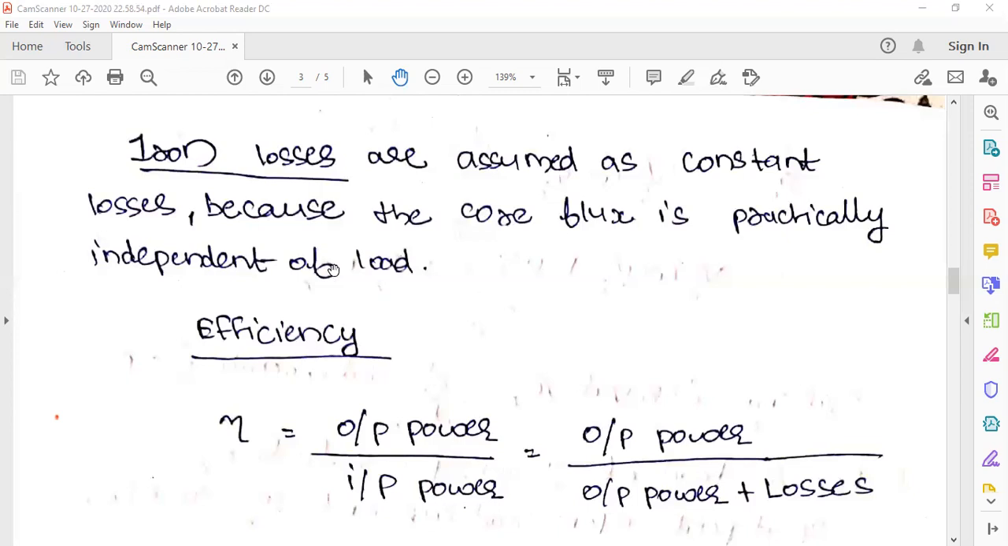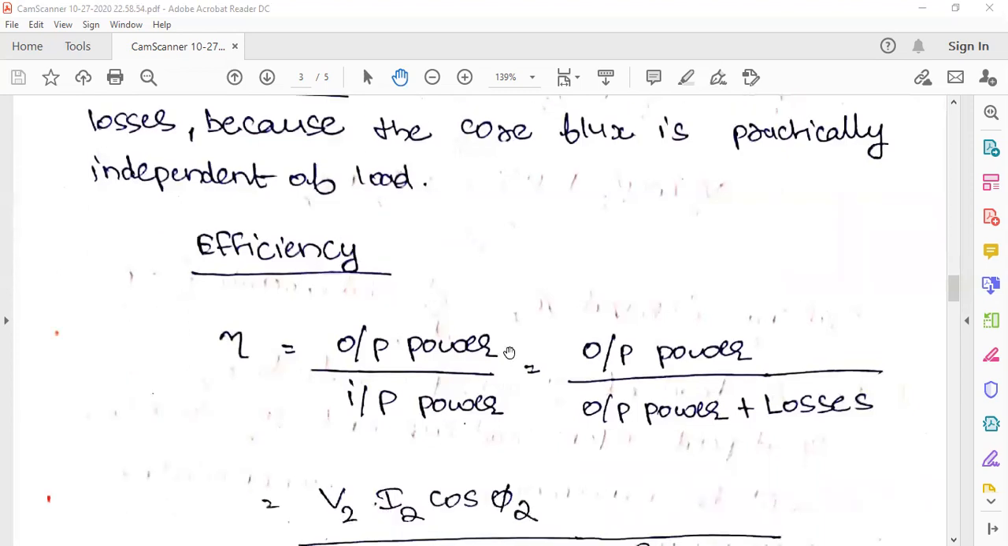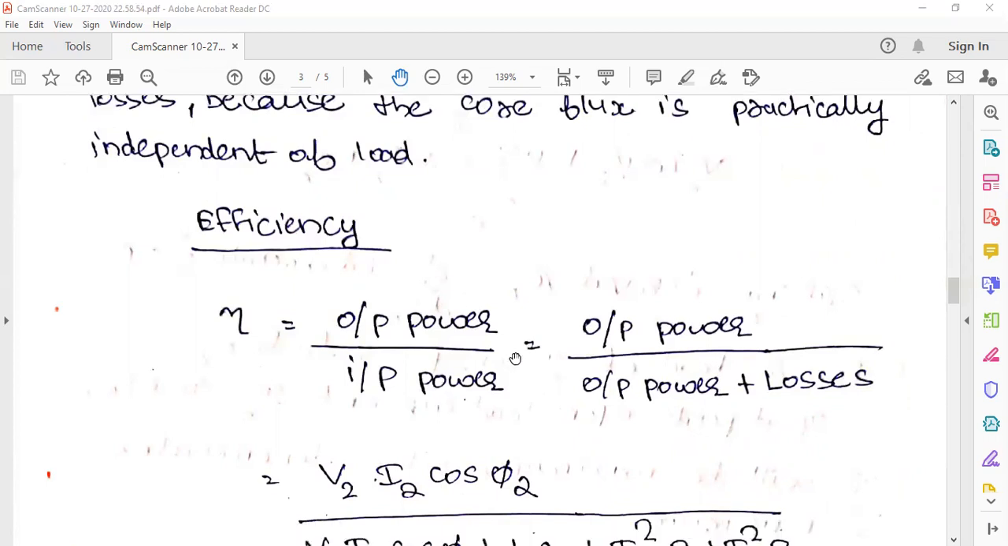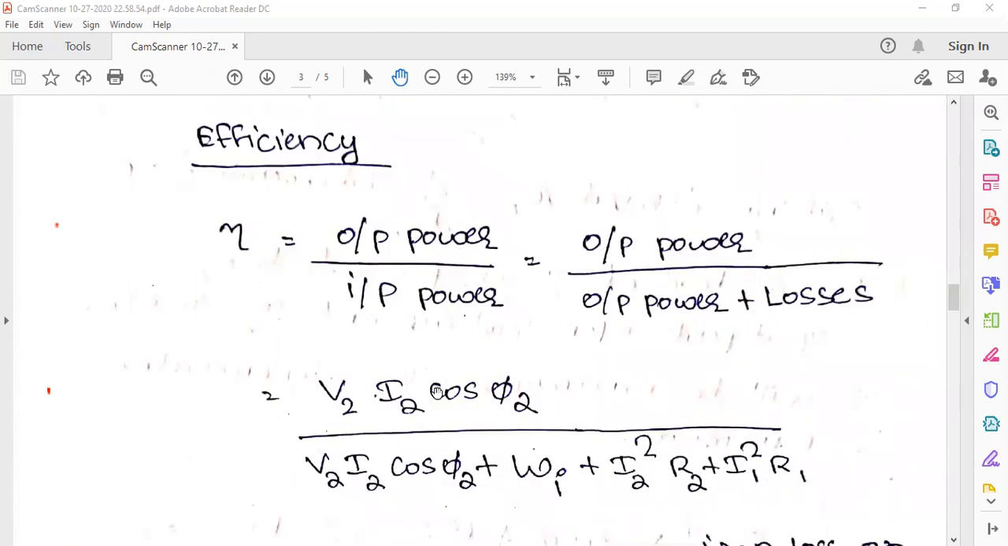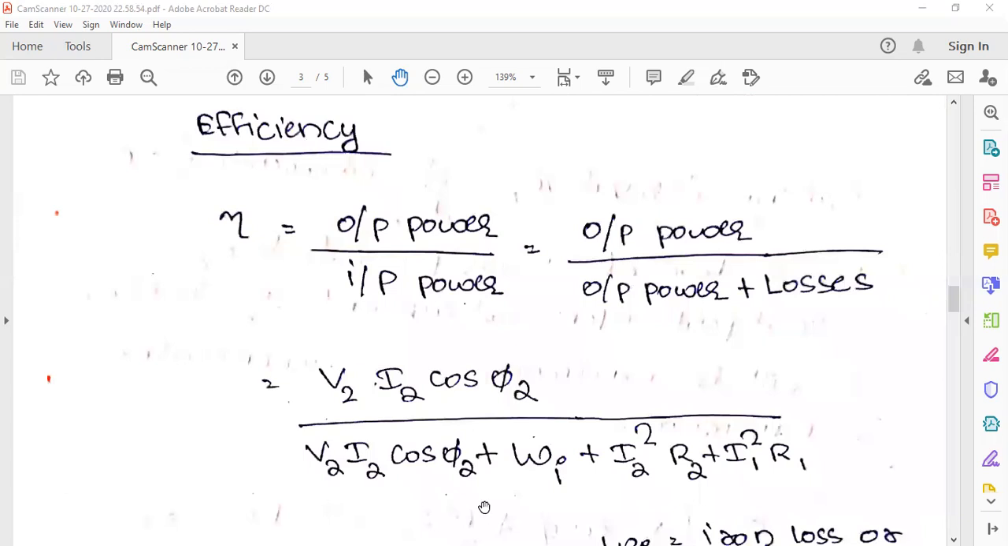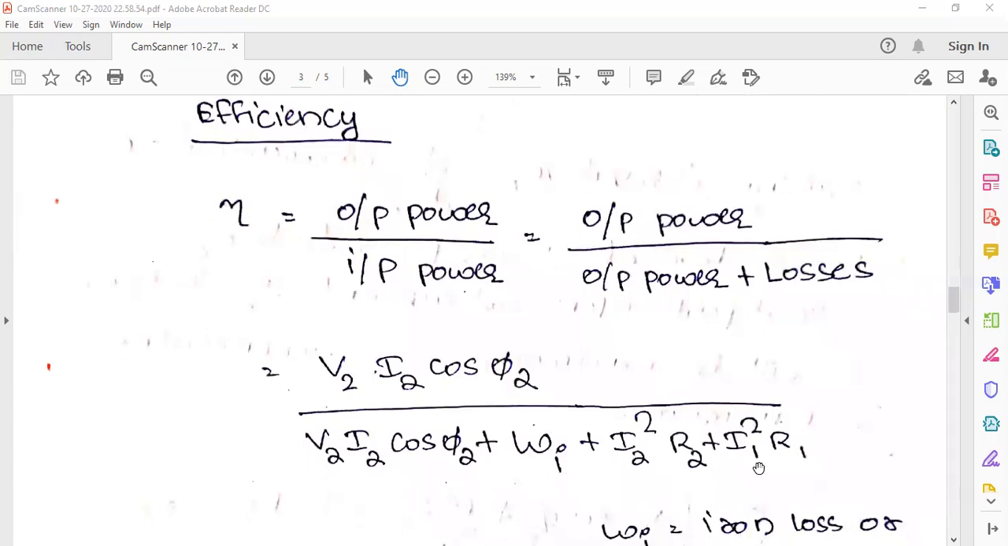And we can write efficiency is equal to output power by input power. So we know that input can be written in terms of output, like output plus losses will give you the input. So input minus losses is the output, right? So efficiency is output by input, which is equal to output by output plus losses. So output we know is V2 I2 cos phi 2, and output plus losses will be V2 I2 cos phi 2 plus iron loss plus the copper loss. Copper loss is the primary as well as secondary.